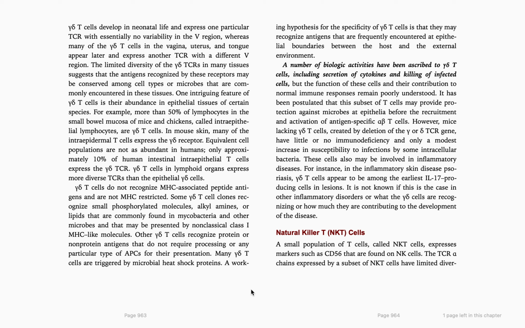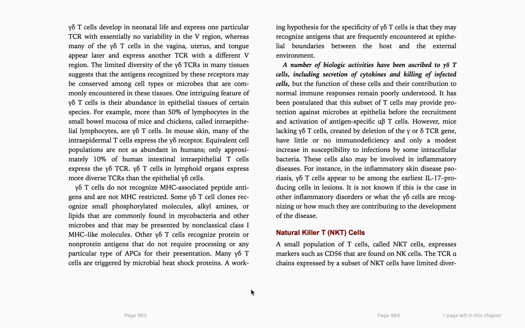A number of biological activities have been ascribed to gamma delta T cells, including secretion of cytokines and killing of infected cells. But the function of these cells and their contribution to the normal immune response remain poorly understood. It has been postulated that this subset of T cells may provide protection against microbes at the epithelium before the recruitment and activation of antigen-specific alpha beta T cells.